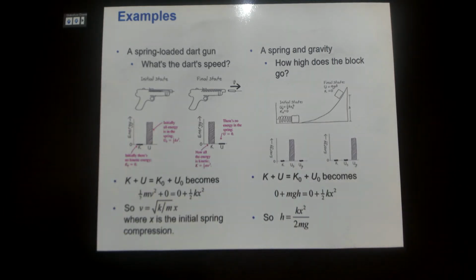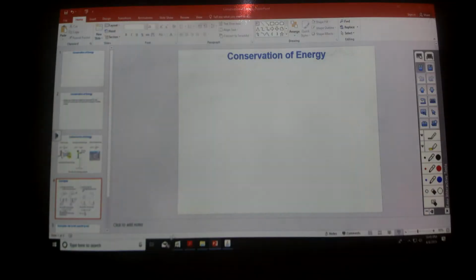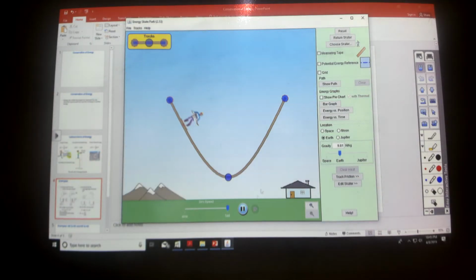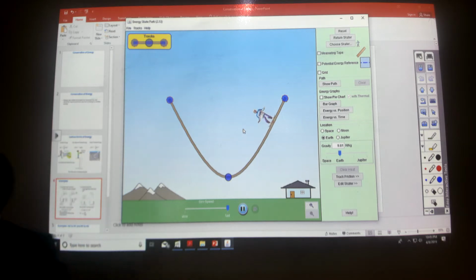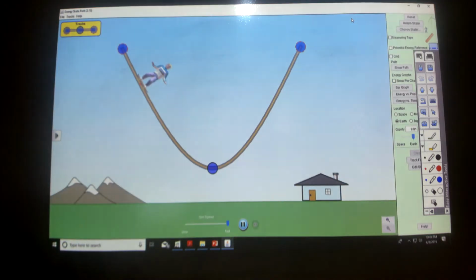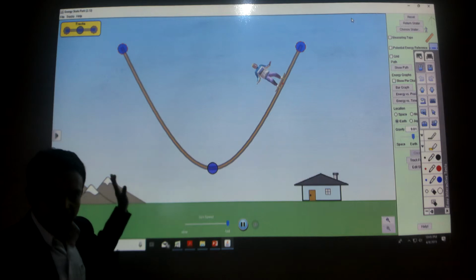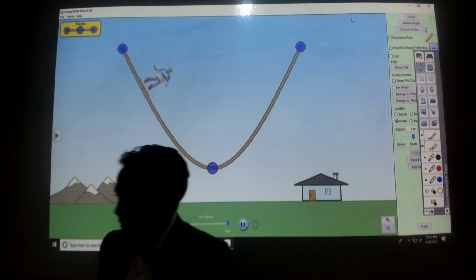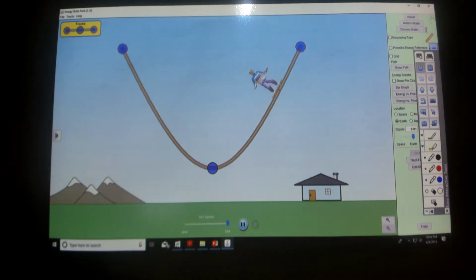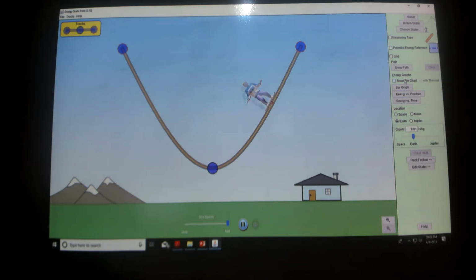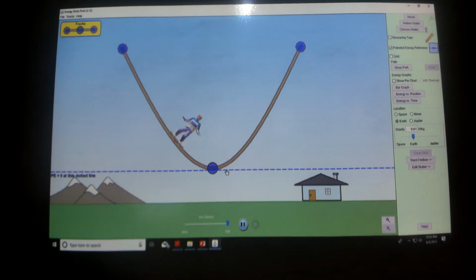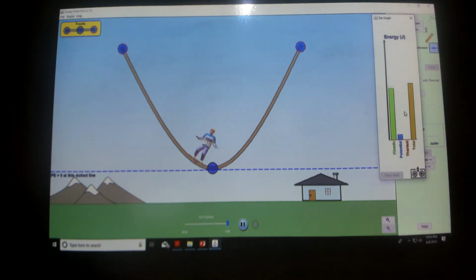Let me give you another interesting example, as this is only a 5 minute video. This is a wonderful example here. In this case we're assuming there is no friction in the system, and we can choose a line here. So here I'm choosing the reference, and I'm plotting the graph here.